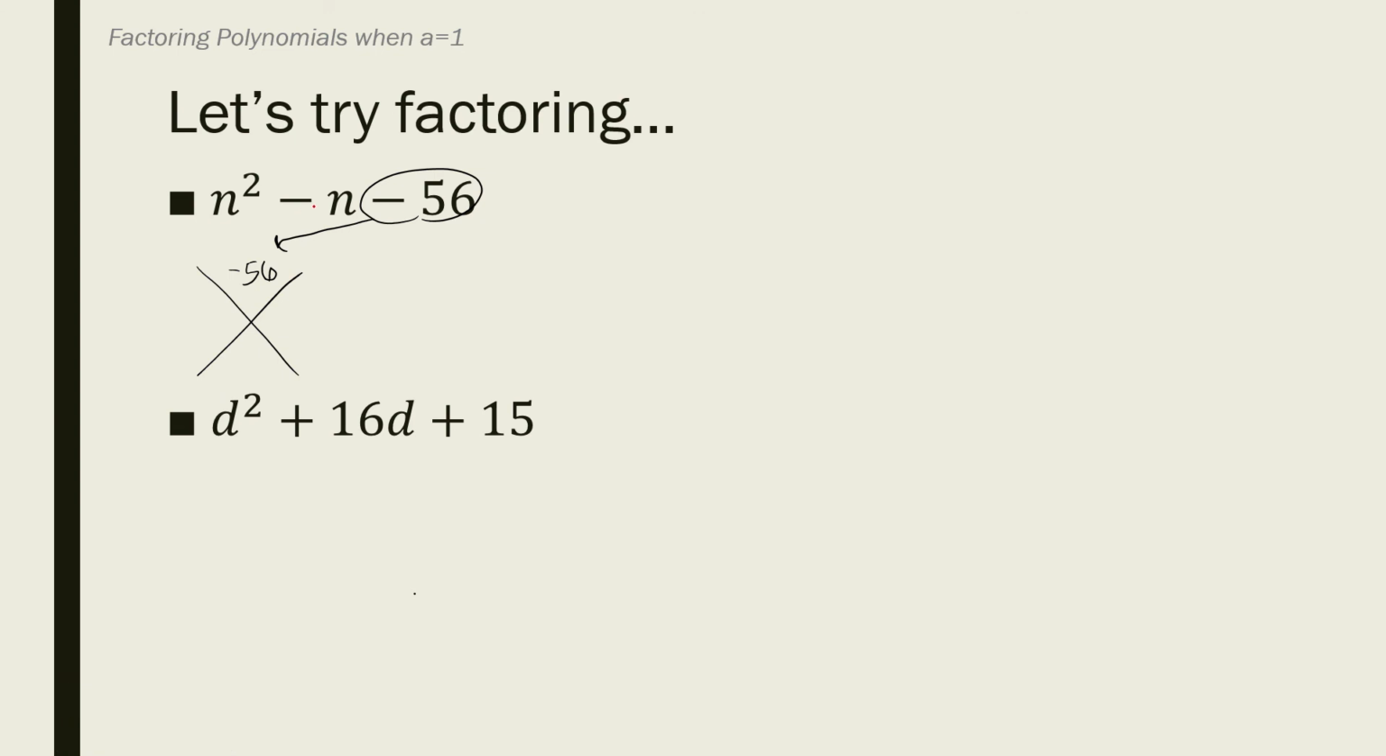So we see this negative, so what coefficient is in front of that n? It's a negative 1. So on the bottom, I have a negative 1. So we are trying to come up with two numbers that multiply to give us negative 56 and combine to give us negative 1.